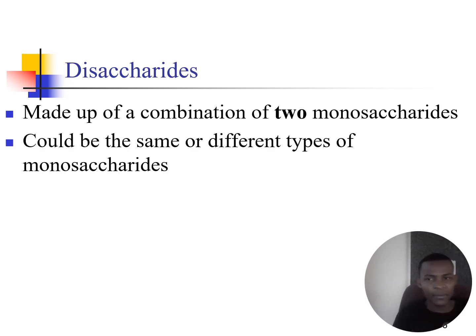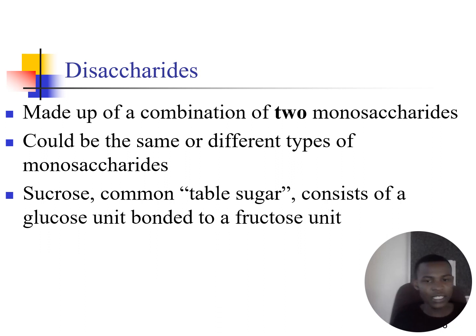An example is sucrose. Do you know sucrose? Again, you need to know that you identify these sugars by the ending OSE. The table sugar consists of a glucose unit bonded to a fructose unit. You can see that there is a glucose there, and a fructose unit there. They are different units, but together they can make a disaccharide.